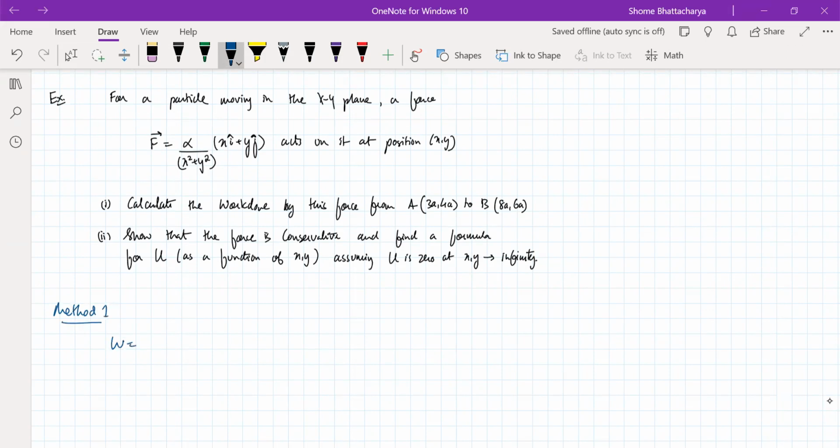we just calculate the work done by integrating f dot ds, substituting ds as dx i cap plus dy j cap. Okay, so this work done becomes now the dot product of this force, which is, so just substitute this dot product here and you will see you'll get something like this.